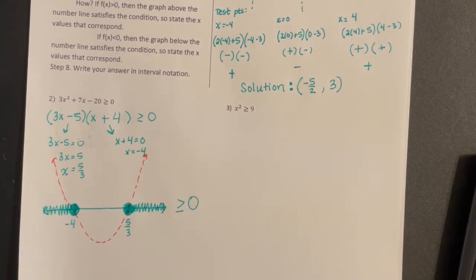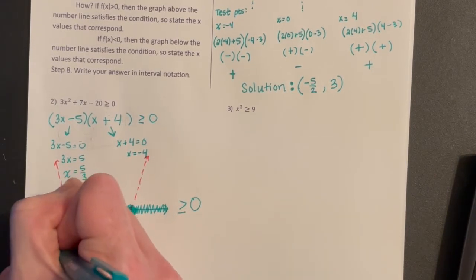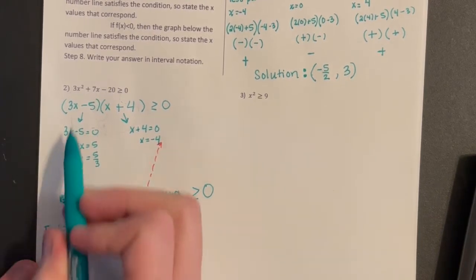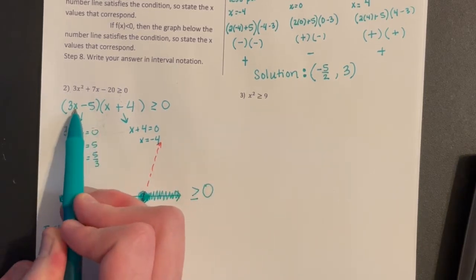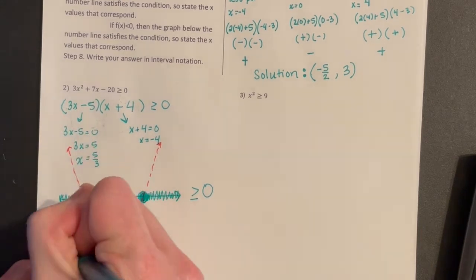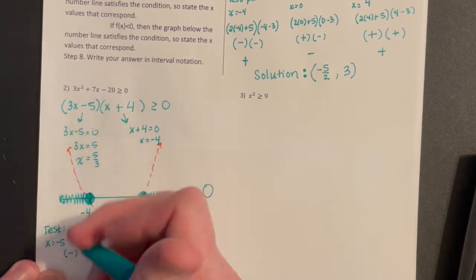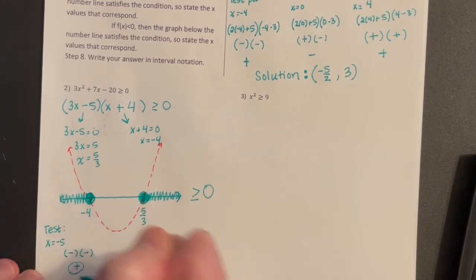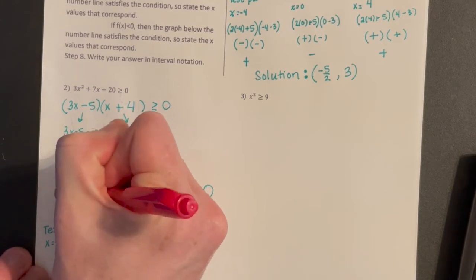Now you could test some points and double check that. So I could pick a point like -5, x equals -5. I'm plugging that back into our factored form. And so if I plug that in here, -5 times 3 is -15, -15 minus 5, there's another negative, so I'm going to end up with a negative times -5 plus 4 is -1. Negative times a negative is positive. That's how we got this positive area here to the left.